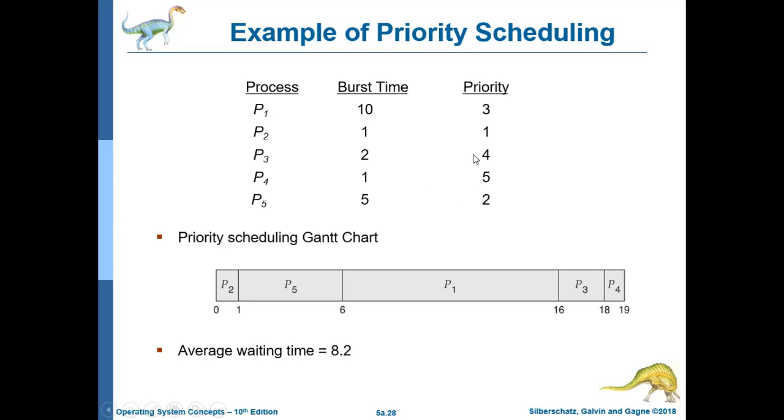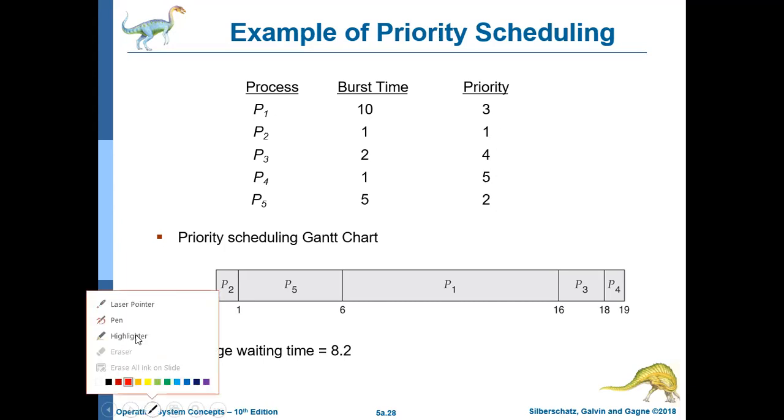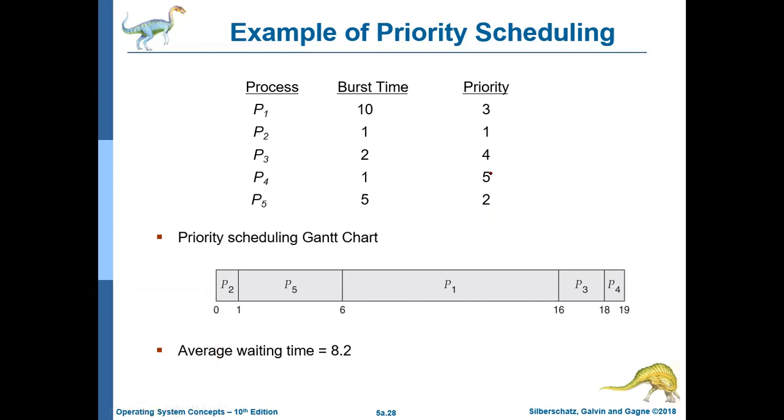Which process is having the highest priority? Which is having the lowest priority? The lowest is 5. Lesser the number, higher will be the priority. So P2 is topmost of our priority and least priority is of P4 because it is 5.